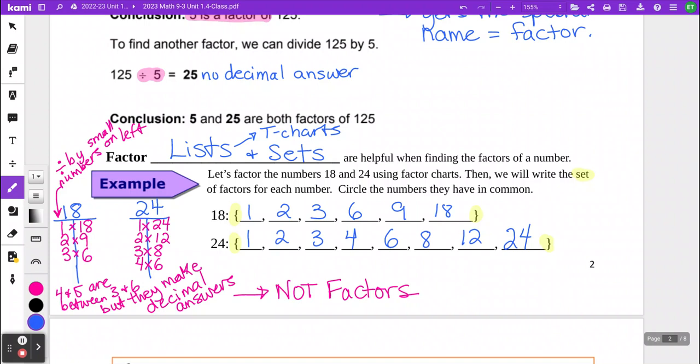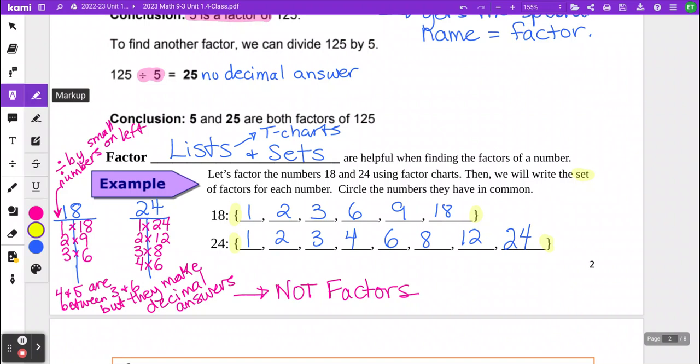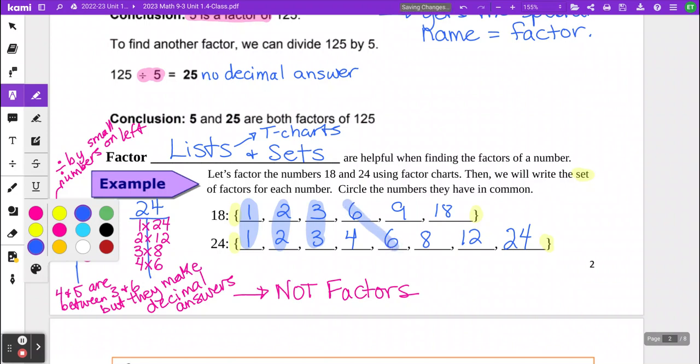Thank you. Okay. So now what we're going to do is circle the ones they have in common. Circle or highlight. So I'm going to grab my other highlighter color. I'm going to grab my dark blue, and I'm going to say, okay, they have the 1s in common. They have 2s in common. They have 3s in common. They have 6s in common. Do they have anything else the same? 6. Oh, yeah, you did. They only have those numbers the same.